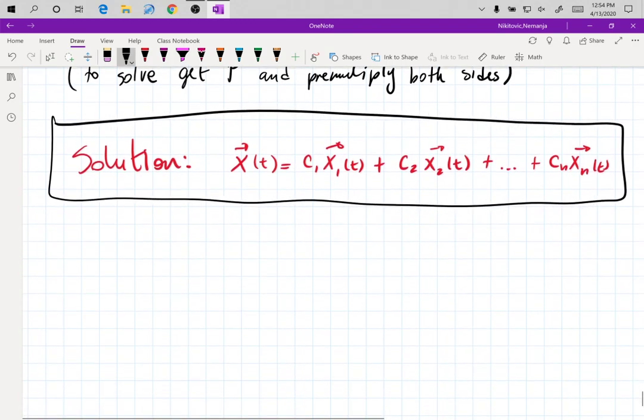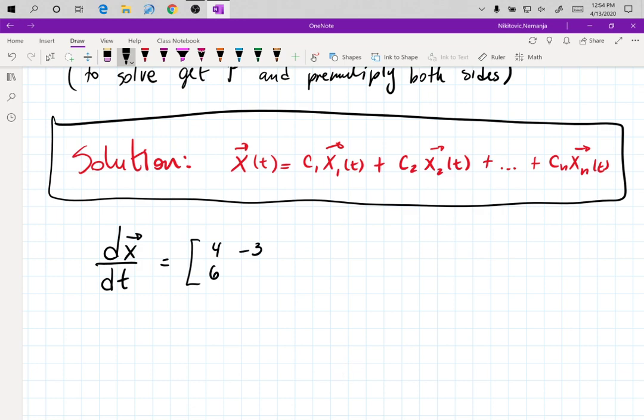So for one of the examples, I'm going to steal the example from the book in the interest of time, because we don't have time to solve this. We'll probably have to continue this on Wednesday. We have x prime equals the matrix 4, 6, -3, and -7 times x bar, like that. And we are supposed to solve this mess, right?